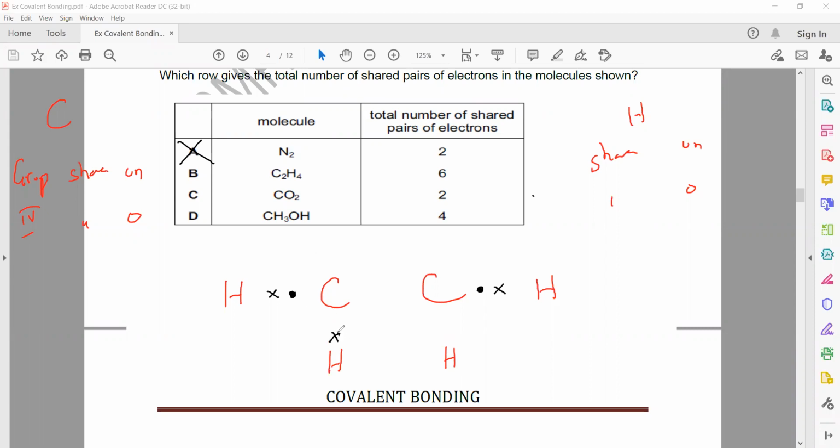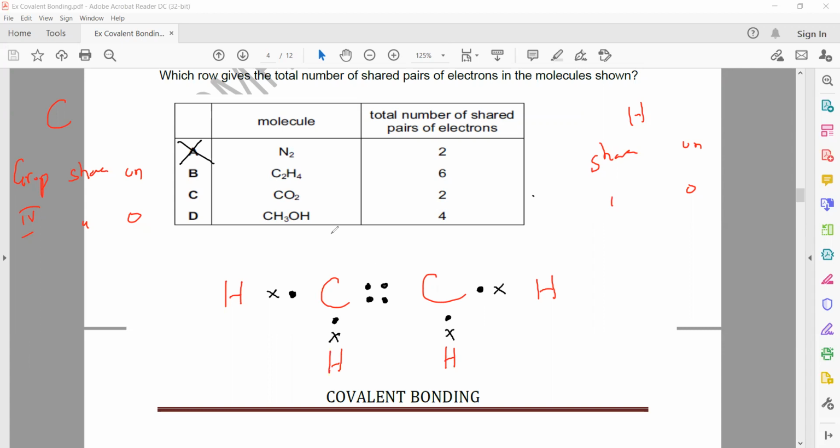So if this hydrogen shares 1, carbon will share 1, hydrogen shares 1, carbon will share 1. But the total number of electrons each hydrogen shares is 1, while the total number of electrons each carbon should share is 4. But the carbon on the left-hand side shared only 2 and the carbon on the right-hand side also shared only 2. So the remaining 2 electrons are shared between the 2 carbon atoms. So this is the structure of C2H4.